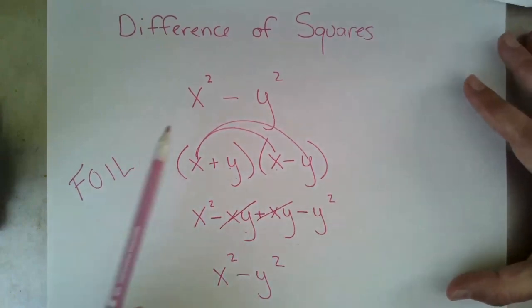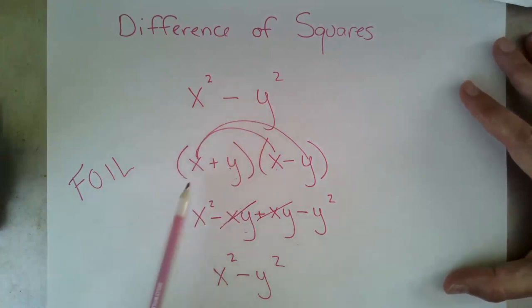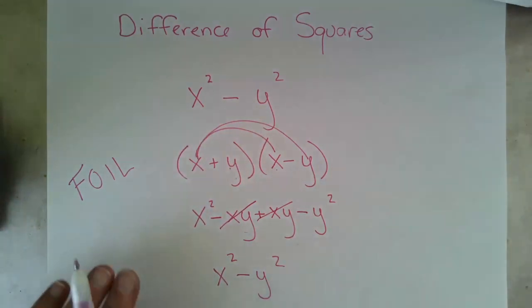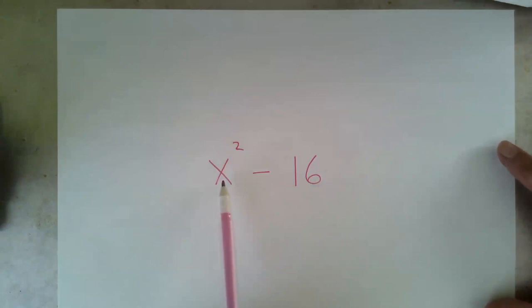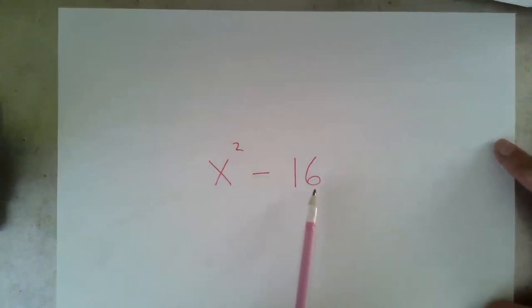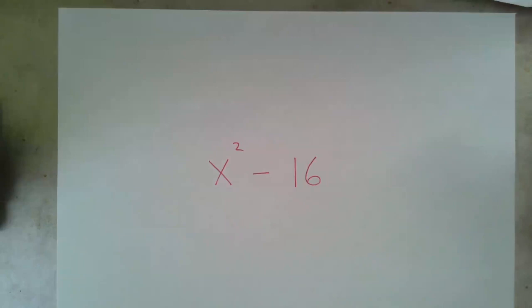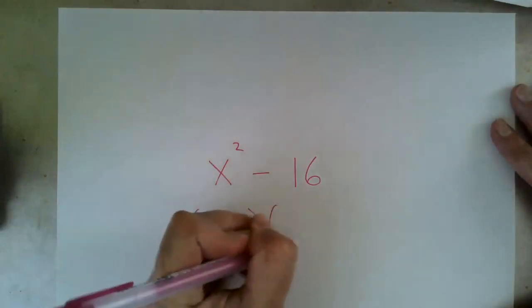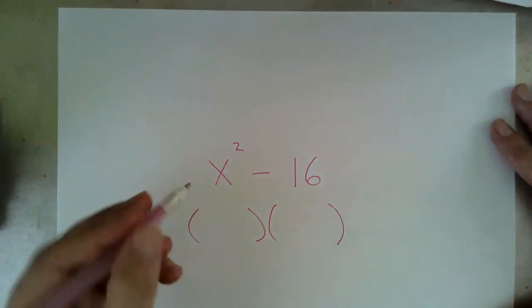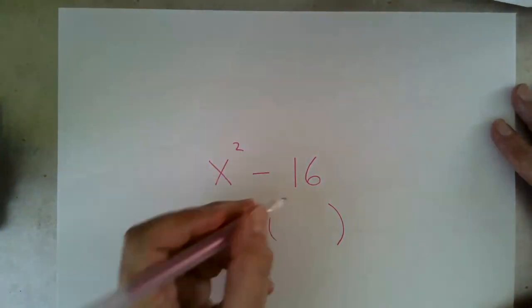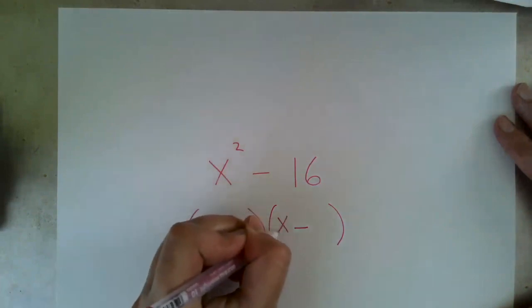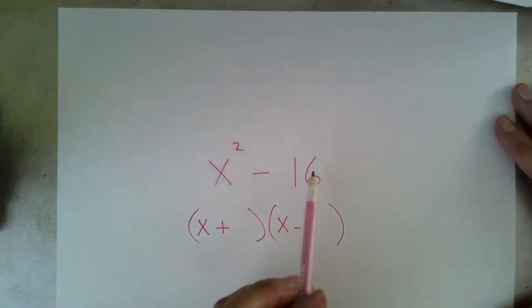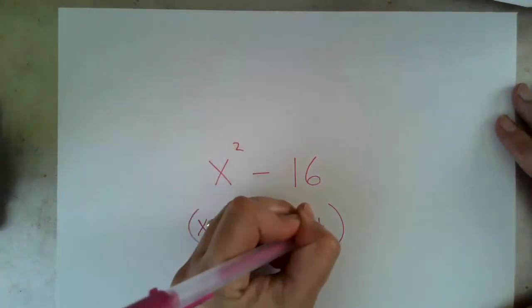So let's take a look at how we apply our formula for difference of squares factoring to a couple of problems. Here's a first problem, x squared minus 16. x squared is a squared term, 16 is a squared term, minus is a difference. This is a difference of squares. And so I can set up my two parentheses. I know that one of them will have a plus. I know the other will have a minus. I know the first term in both will be the square root of my first term. I know the second term in both will be the square root of my second term.